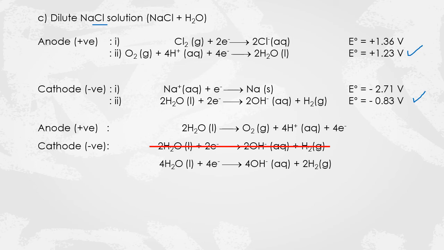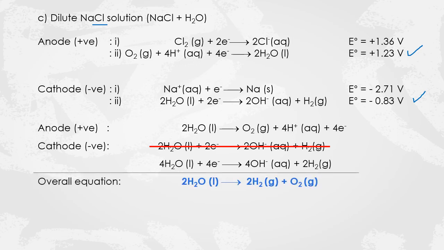So since we have water on both sides, we are going to cancel them out. So 6 minus 4 is going to be 2. And lastly, our overall reaction is going to consist of 2 water molecules on the left hand side to give 2H2 gas and also O2 gas.